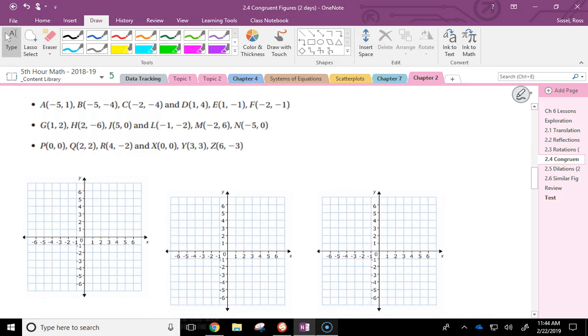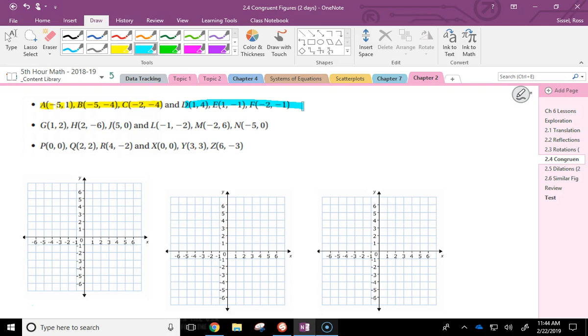First thing I want to see us doing is putting these coordinates on there. So, everyone should be on 2.4, congruent figure exploration.